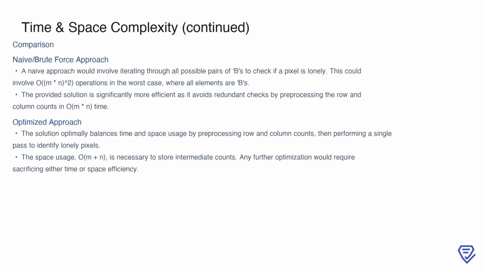In contrast, the provided solution avoids redundant checks by first pre-processing the row and column counts in O(m*n) time, followed by a single additional pass for the loneliness check. This pre-processing step ensures that we only process each matrix element twice, optimizing the algorithm for both time and space. The use of auxiliary space, O(m+n), is a deliberate trade-off, as attempting to reduce space further would likely result in higher time complexity. Thus, the solution strikes an effective balance between computational efficiency and memory usage.